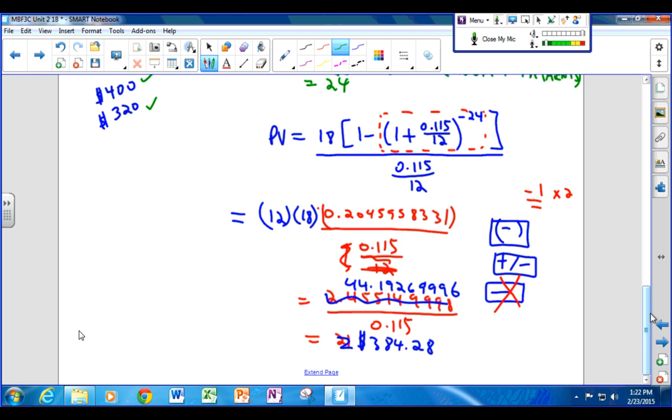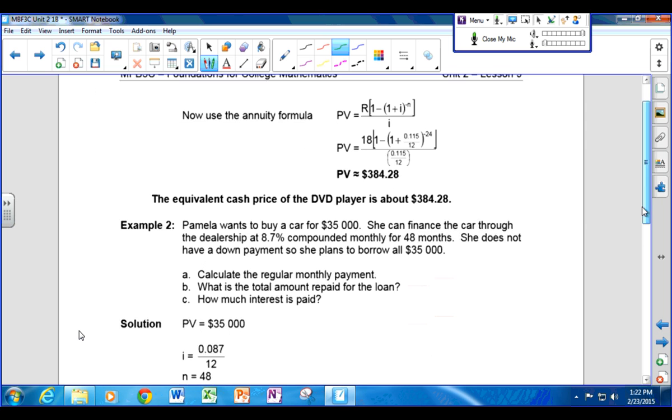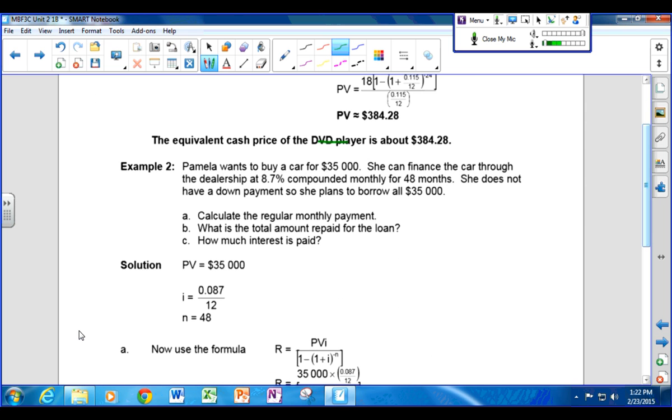Okay, so that was example number 1. Let's have a look at example number 2, which might be something you'll see in a car dealership. So Pamela wants to buy a car for $35,000. Well, obviously she doesn't live up north. She can finance a car through the dealership at 8.7% compounded monthly.